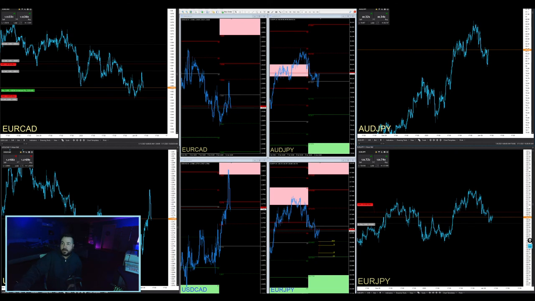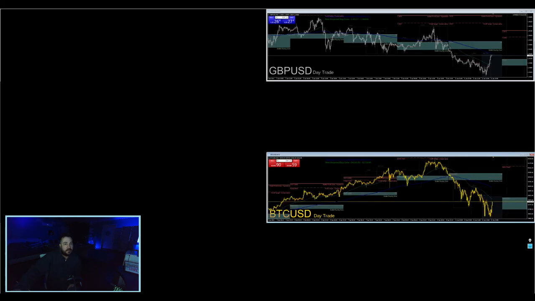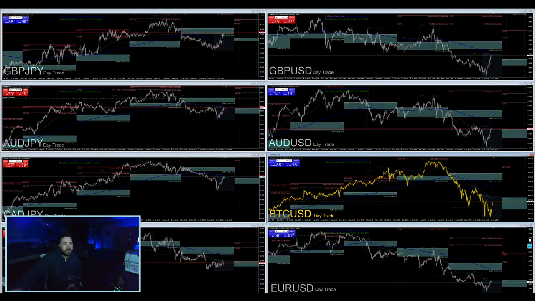Taking a look here at the markets. A little bit of a bounce back for the dollar. Bitcoin bounce back. Yeah, all dollar bounce backs. You can see a little bit of it here also on the yen.